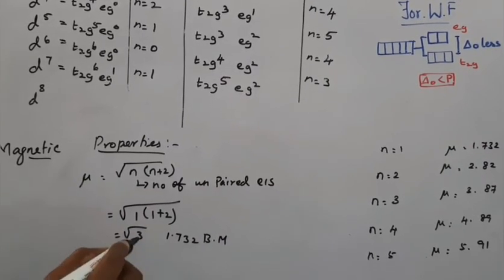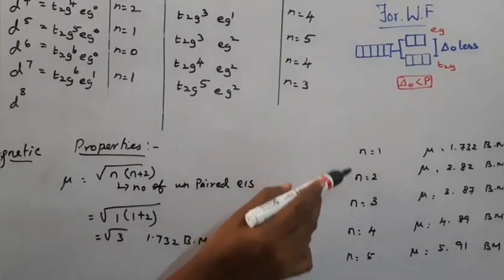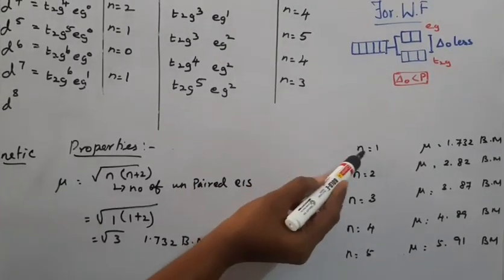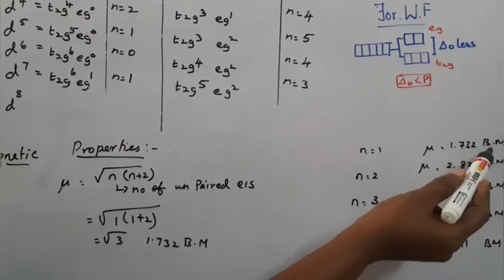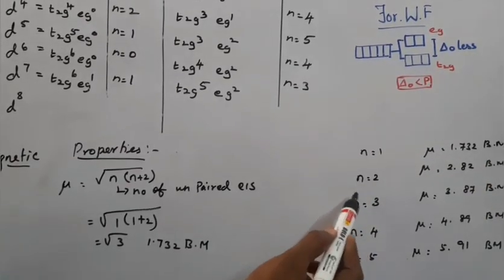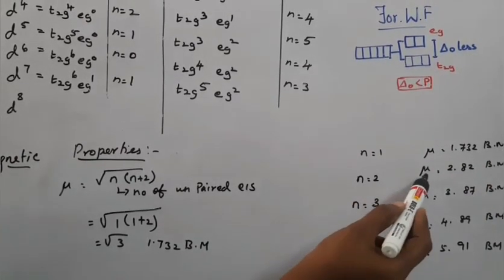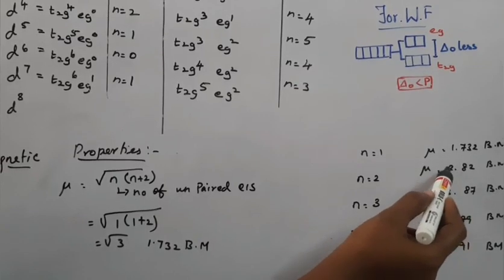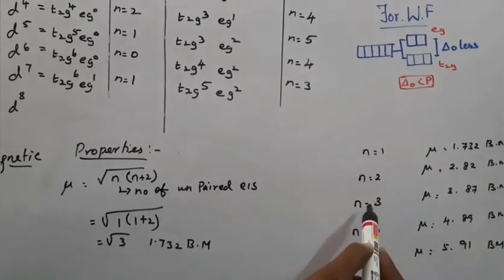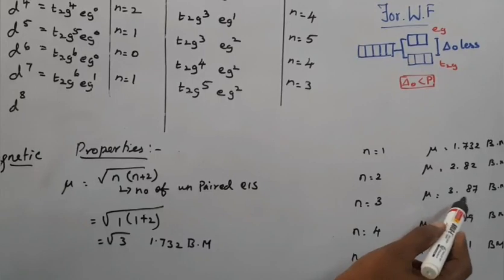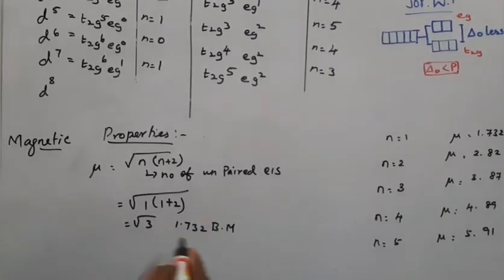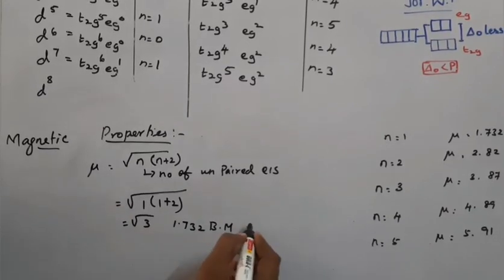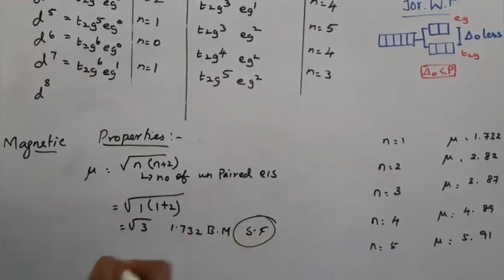But anyhow, here we will use some trick. Number of unpaired electron is 1 means it starts with 1 point something, 1.732 Bohr magneton. Suppose number of unpaired electrons is 2, the mu equals 2 point something, it starts with 2.82, and 3 means mu equals 3.87. Okay, for this case it's okay.